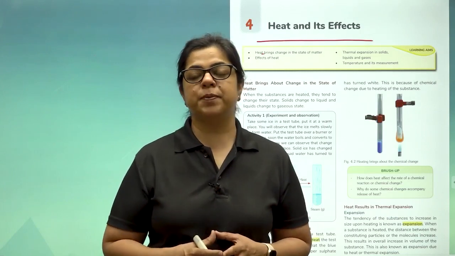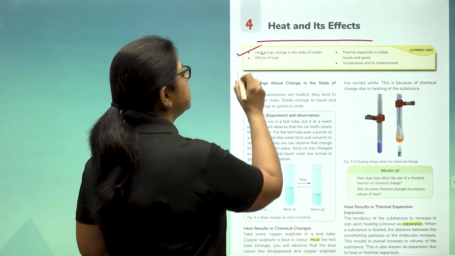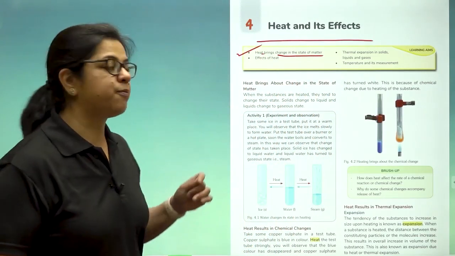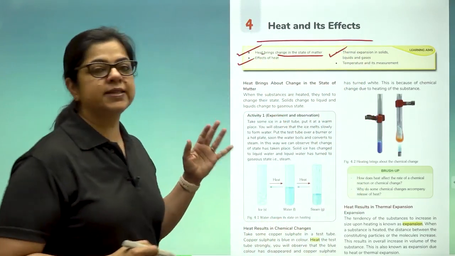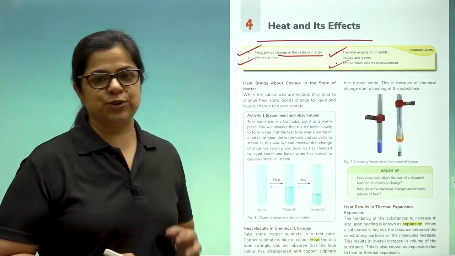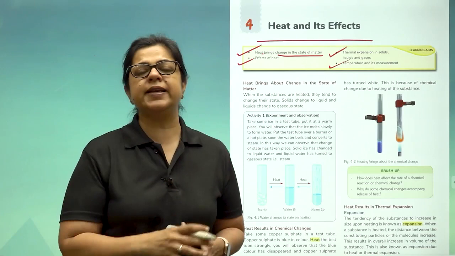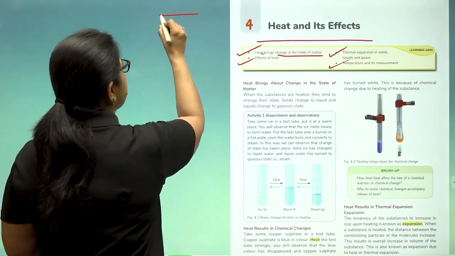These are some of the topics that we are going to cover in this chapter. We are going to learn how heat brings about a change in the state of matter, effects of heat, thermal expansion in solids, liquids and gases, and temperature and its measurement. So children, to begin the chapter, let us quickly recall the three different states of matter.